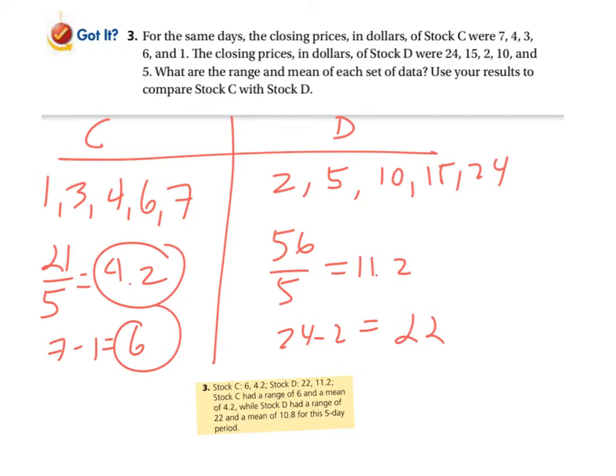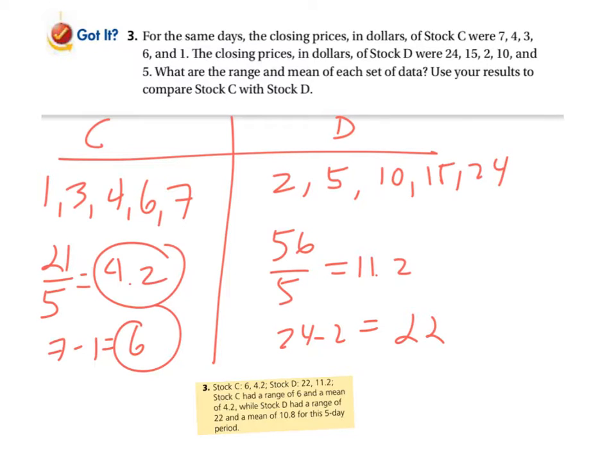And as you can see here, we added those up and divided by 5, got 4.2, and subtracted for the range and got 6. For D, they were 2, 5, 10, 15, and 24, which added together you get 56, divided by 5 is 11.2. And then the biggest minus smallest, 24 minus 2, is 22.